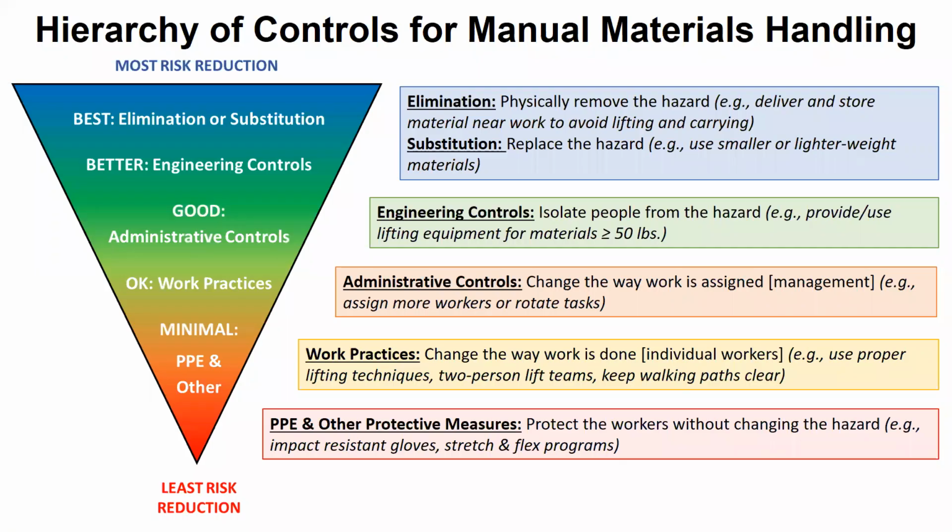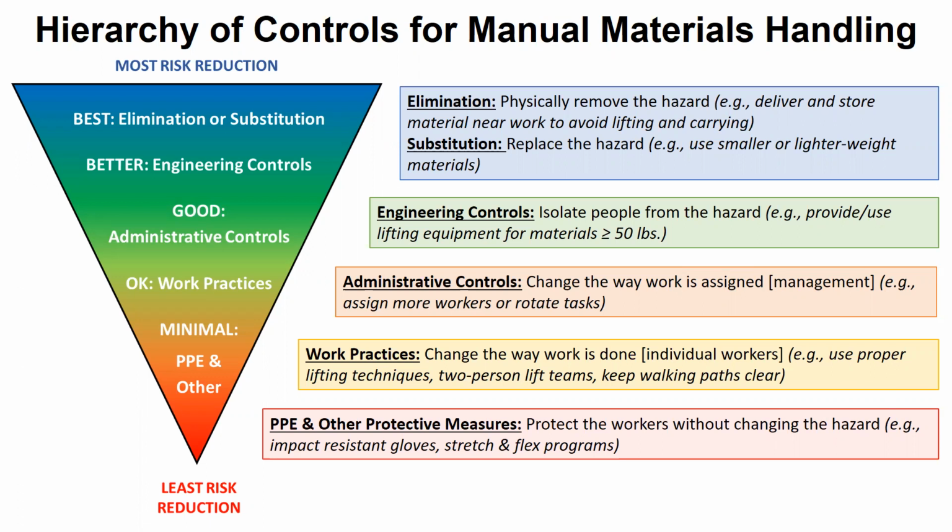There are a number of solutions or controls that reduce the risk of ergonomic hazards. Some controls reduce the risk better than others. This figure shows the hierarchy of ergonomic controls. The types of controls at the top of the triangle are the best, while the controls at the bottom are the least effective for risk reduction.